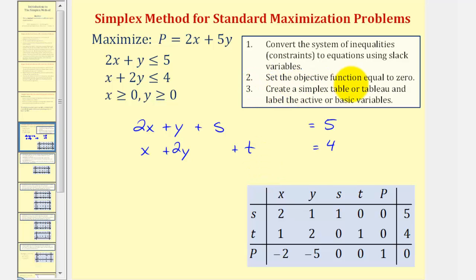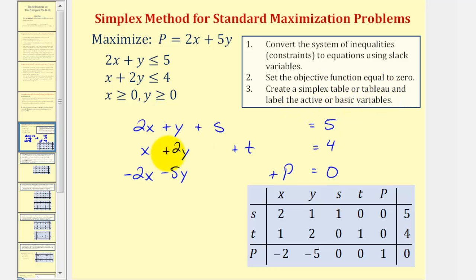We're going to set the objective function equal to 0. So looking at the objective function, we want p to stay positive, so we'll subtract the x and y terms on both sides, which would give us negative 2x minus 5y plus p equals 0. Now we're almost ready to set up the simplex table, or tableau.